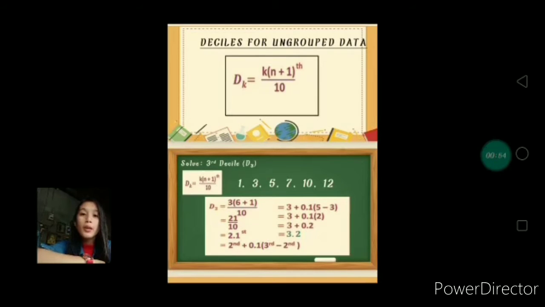So let's find the answer. Equals 3 plus 0.1 times the quantity of third number minus second number. The 3 is the second number and the 5 is the third number. So 5 minus 3 equals 2. Equals 3 plus 0.1 times 2, equals 3 plus 0.2, equals 3.2.